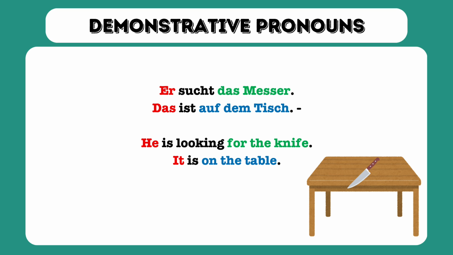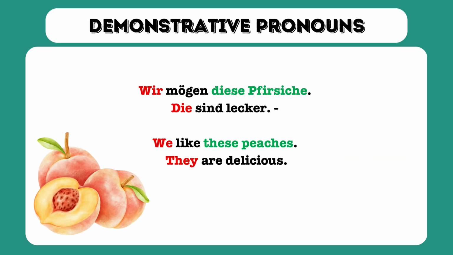Sucht das Messer. Das ist auf dem Tisch. He is looking for the knife. It is on the table. Sucht das Messer. Das Messer is the neuter noun that we're referring to here, and we use das as a pronoun to refer back to it. Wir mögen diese Pfirsiche. Die sind lecker. We like these peaches. They are delicious. Pfirsiche are plural in this sentence, so we use die as the pronoun for them. We could have, of course, used sie, meaning they, but instead we decided to say those or these ones are very delicious. Die sind lecker.